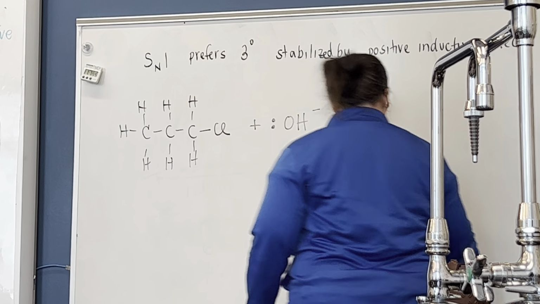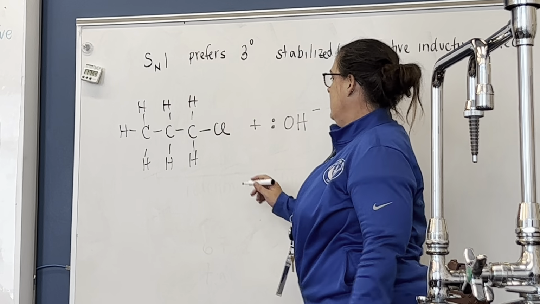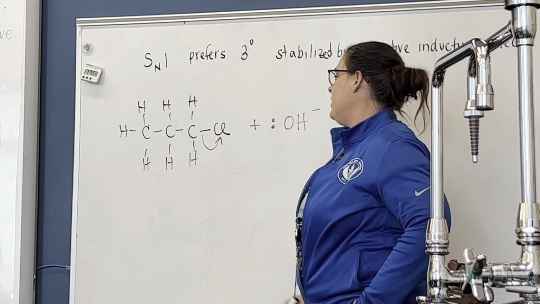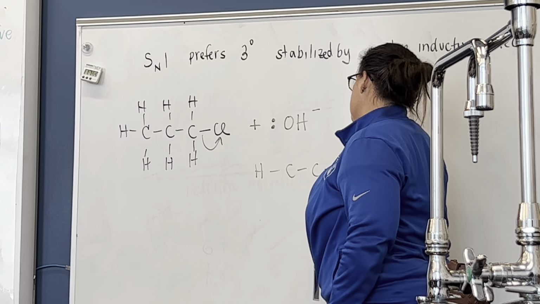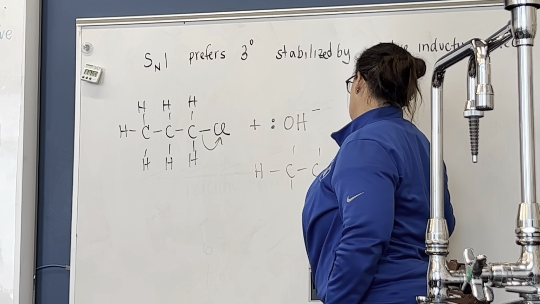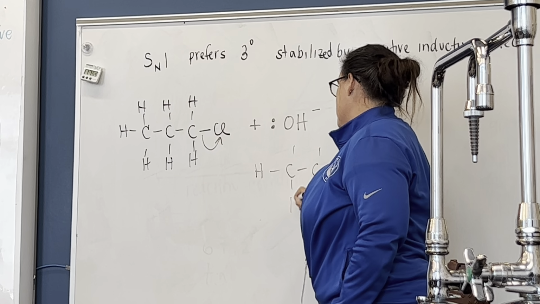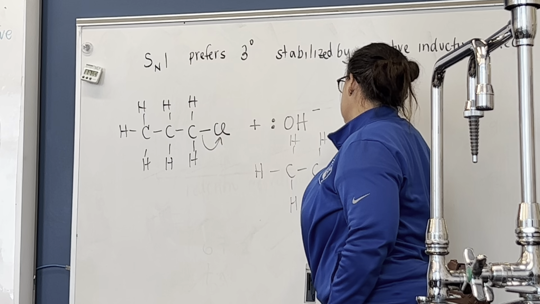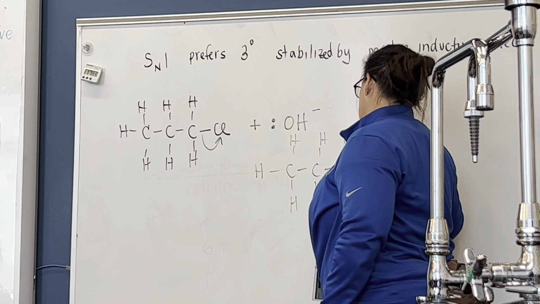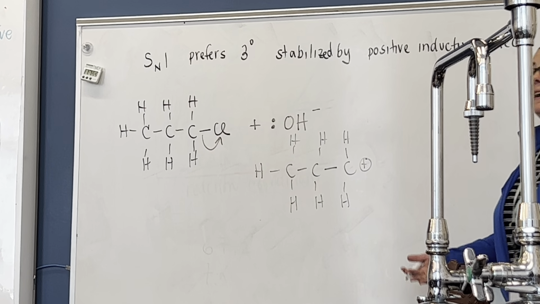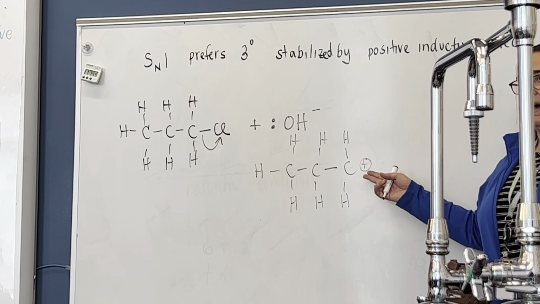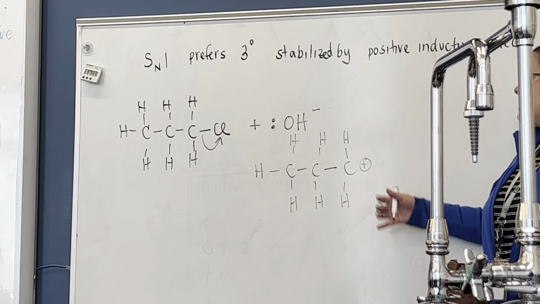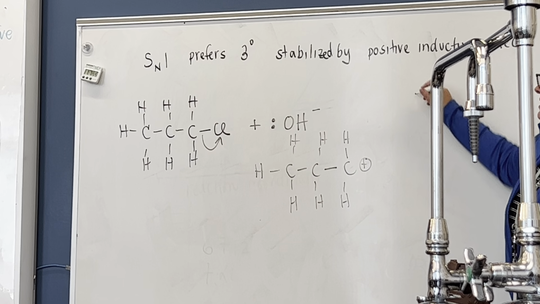Okay, so everyone's looked quite good. You showed me the chloride leaving, making the carbocation. Let's take a look at this carbocation. Is it stabilized by the positive inductive effect? In a limited way. It only has one ethyl chain that's able to help out. So this is not very stabilized by the positive inductive effect.